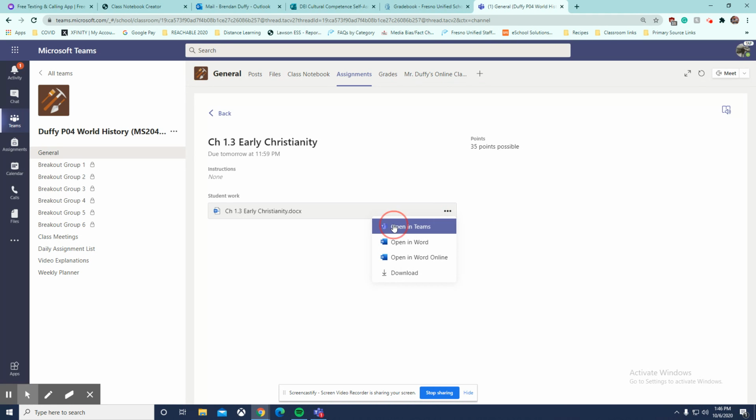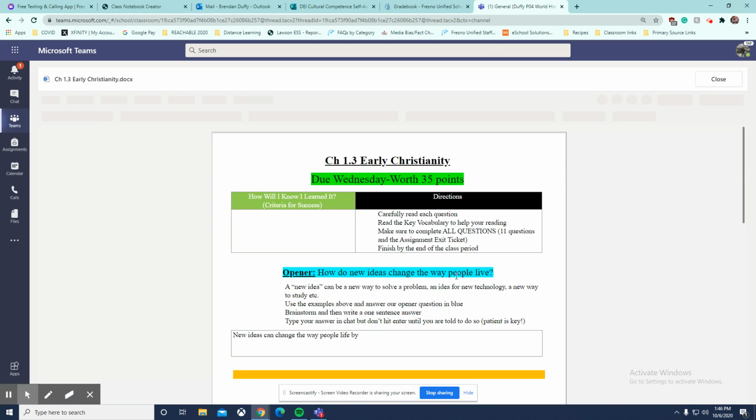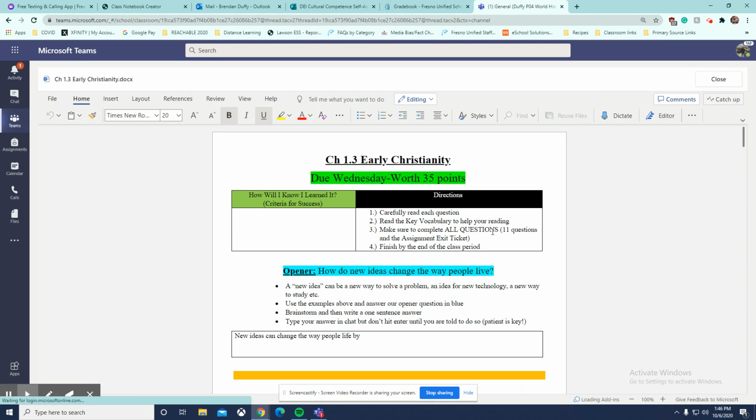Make sure when you open it in Teams, a lot of students have been having some difficulty with their assignment saving. Once you get to this screen, you're going to hit Edit Document. All right, so we went over the beginning. Make sure you read through this. It's due Wednesday. It's worth 35 points.